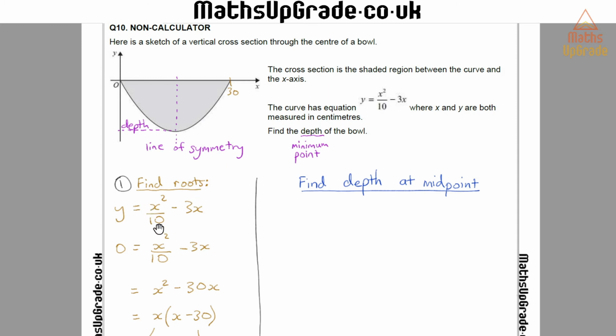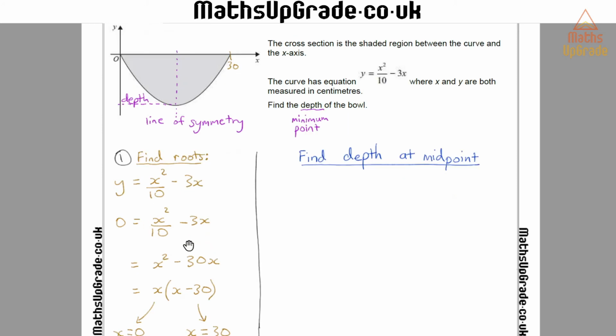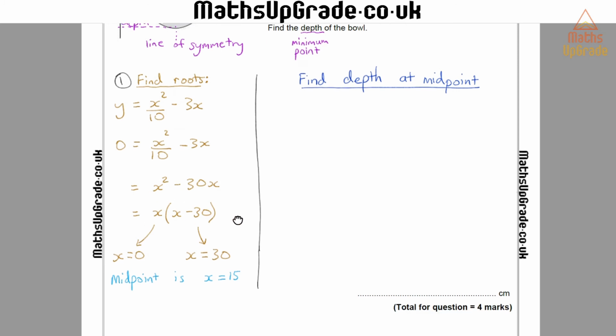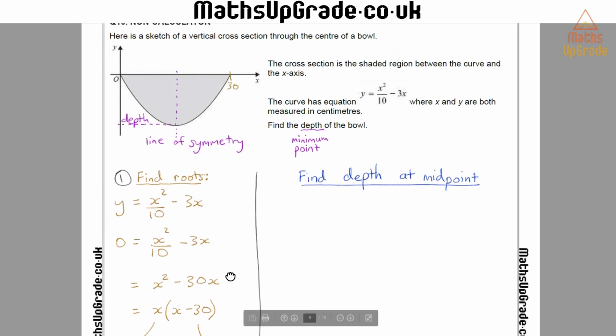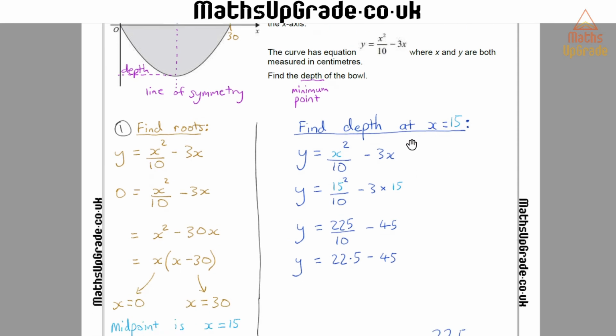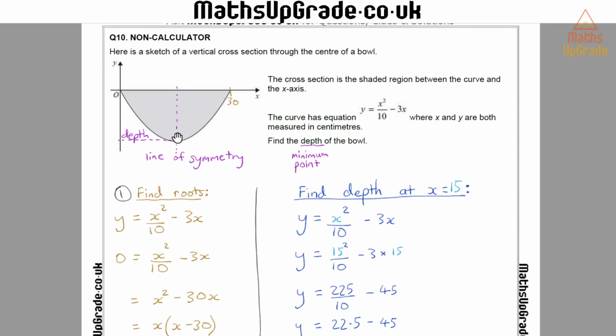So to find the roots, I'm putting y equals 0, substituting that into this quadratic. I'm just going to multiply through both sides by 10 just to get rid of this denominator. Then if I factorize, I'll get x equals 0 and x equals 30. So the bowl must be 30 centimeters wide, and that's a sensible number. Since it's got a line of symmetry, as all quadratics do, then the midpoint must be at 15 centimeters. So x equals 15. So when x equals 15, I need to find the value of y. That'll give me the depth.